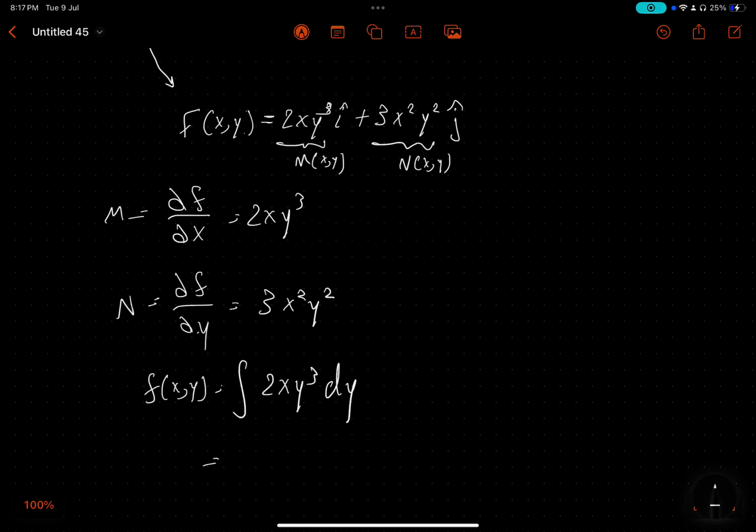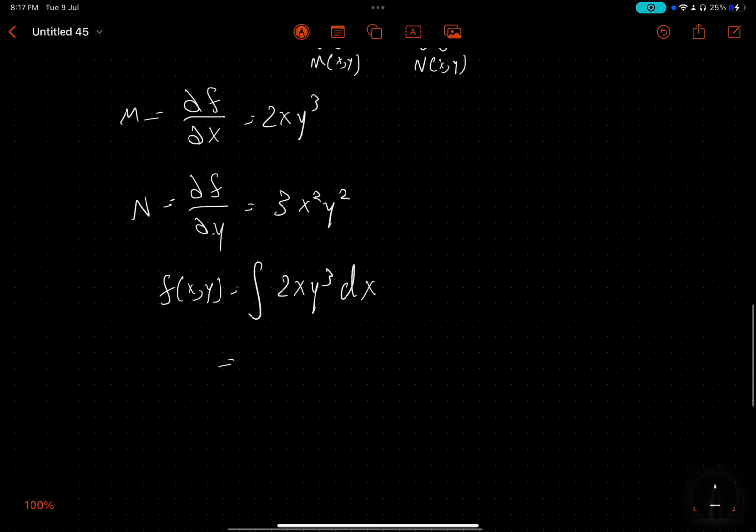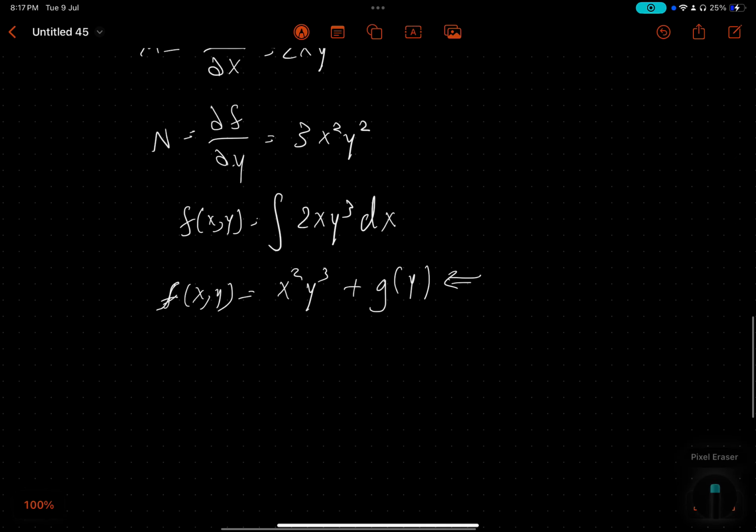X and y, yes. So this is going to be 2x. And now the integral with respect to x is x squared y to the 3 plus g of y, that's what we just did. Now this is f of x y. In order to find the function f of x y, we need to find g of y. How do we do that? That's basically simple.